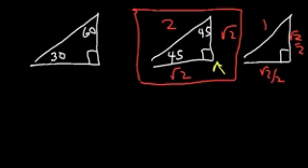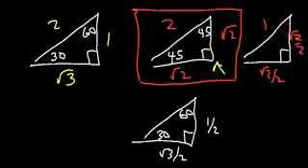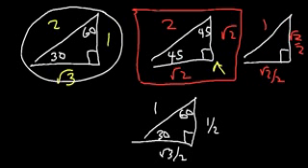Now, for the 30, 60, 90 triangle, across the 30 is 1, across the 60 is root 3, across the 90 is 2. Again, if you divide that by 2, you might see this triangle, which is 1 half, root 3 over 2, and 2 over 2 is 1. But I'm going to refer to this triangle.